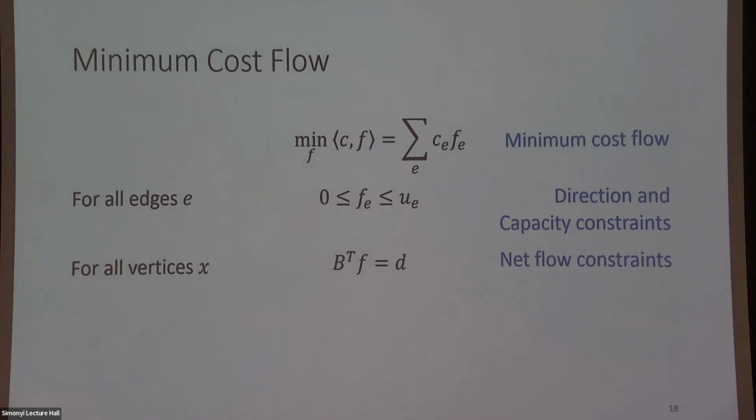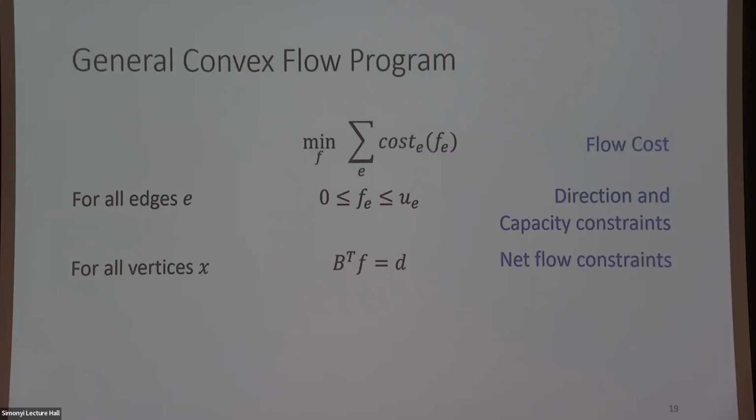So written in this way, it's even more clear that maximum flow is exactly linear programming specialized to a graph. And just to generalize one more time, we can replace these linear cost functions on the edges with convex cost functions. Cost here is just an arbitrary convex function on the edge E, and F_E once again is the amount of flow.